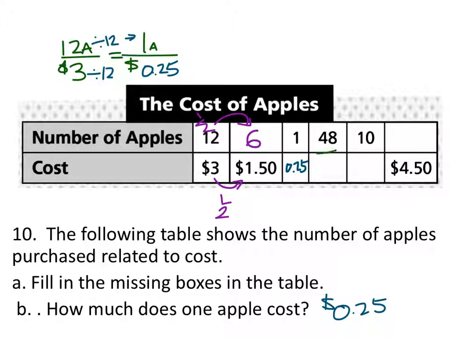So the 48 is 4 sets of the 12. So that means I'd have to have the cost 4 sets of those. So that appears to be $12 there. But what if I wanted 10 apples right here? Well, that would be 10 sets of the 1. So I'd have 10 of the 25 cents. So that appears to be $2.50. Well, what about $4.50? That's 3 sets of the $1.50. So 3 sets of the 6. That should be 18 apples right there.